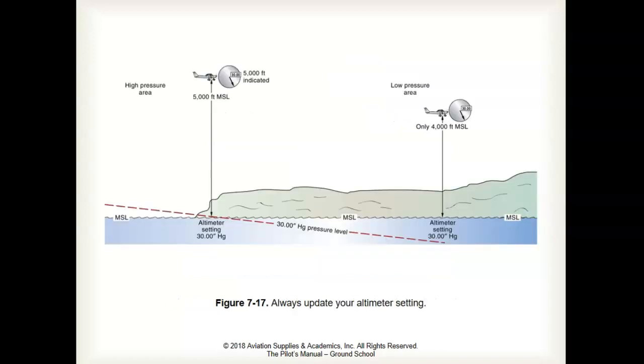This figure illustrates why it's so important to reset your altimeter with the local altimeter setting when you're flying from one area to another, especially if there's been a pressure change. If you fly from a high pressure area to a low pressure area without resetting your altimeter, then your indicated altitude shown on your altimeter will be higher than your true altitude. So your aircraft is going to be lower than you think.